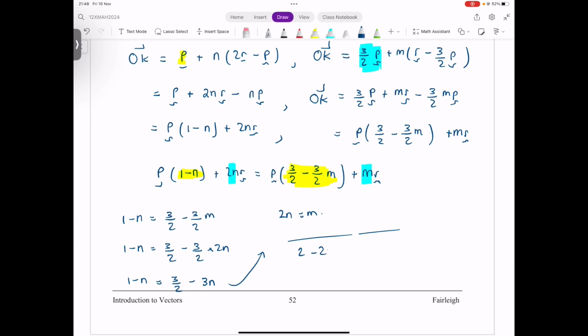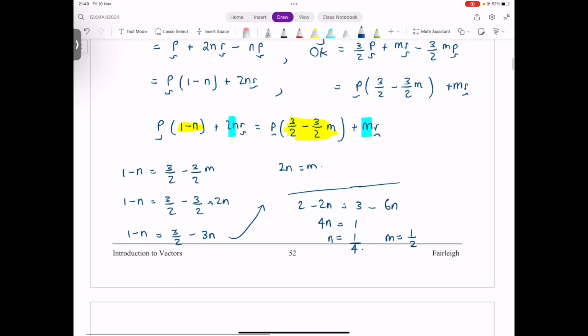2 minus 2N equals... so 2 minus 2N is equal to 3 minus 6N. We're going to plus 6N to the other side and minus 1, so 4N is equal to 1 and N is equal to 1/4. And that would make M equal to 1/2.